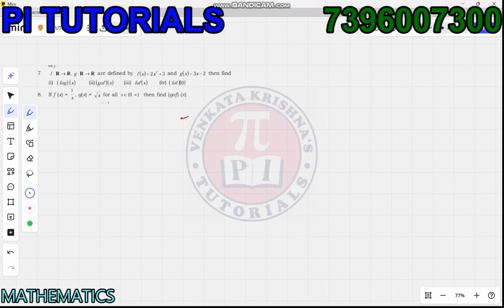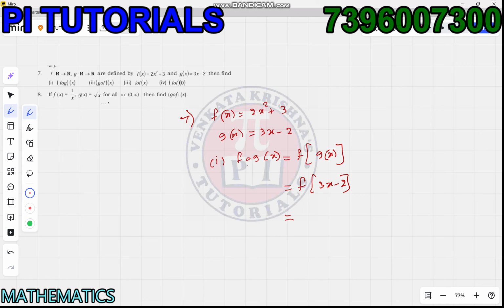Next, question number 7. The function is defined as f of x is equal to 2x square plus 3. Similarly, g of x is equal to 3x minus 2. The first question is f circle g of x. This can also be written as f of g of x, that is equal to f of 3x minus 2. Now substitute 3x minus 2 in the function f, then 2 times (3x minus 2) whole square plus 3.